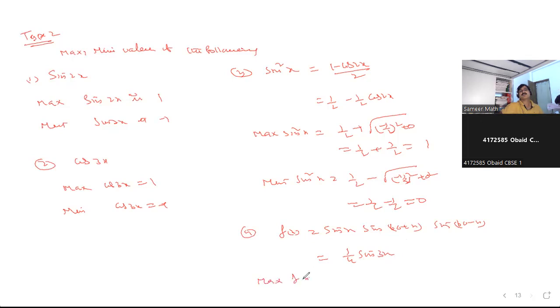Max of f of x is what? 1 by 4. Minimum of f of x is what? It is 0 minus 1 by 4, so minus 1 by 4 we will get. Okay, two different problems have been given. All are different problems in this case. Right? Please check it out once again.